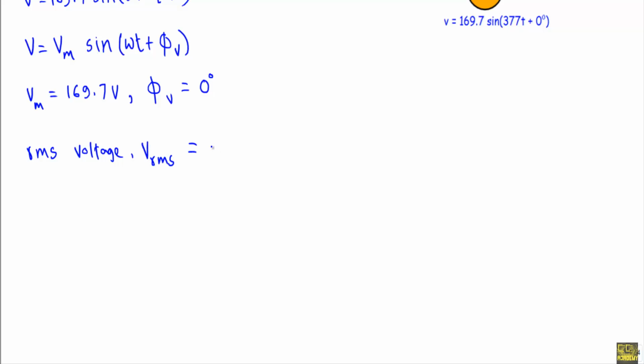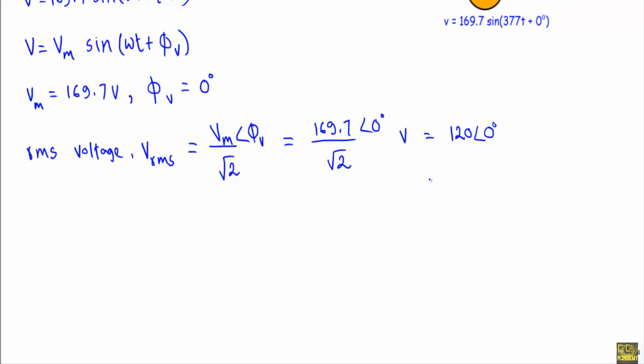Vrms will be equal to Vm phase angle phi V over root 2, that is 169.7 phase angle 0 degree over root 2 volt. This will be equal to 120 with phase angle 0 degree, or 120 plus j0 volt.